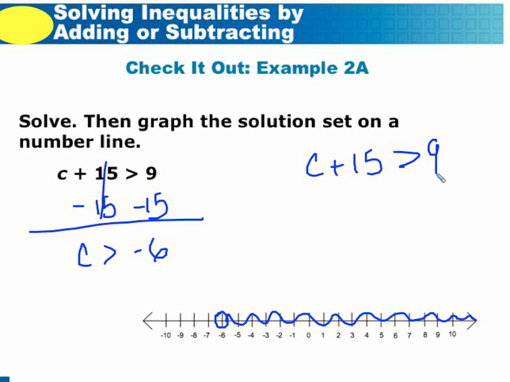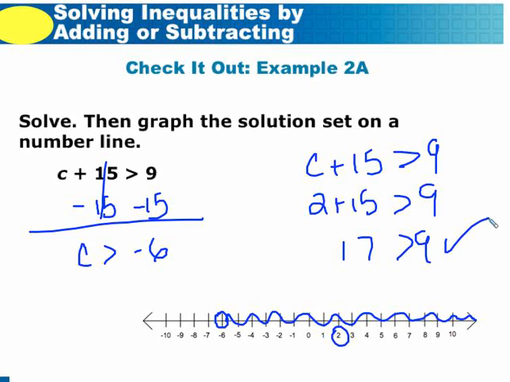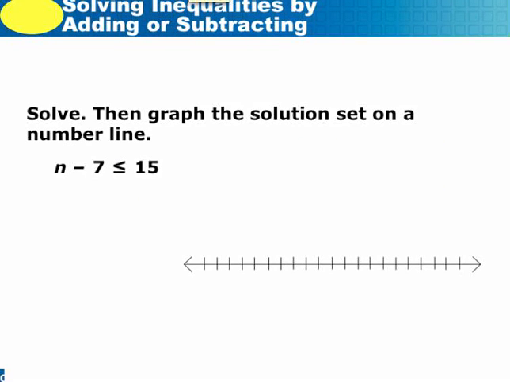And again, when I look at my inequality, if I want to check my answer to make sure it's true, let's pick a number that's greater than negative 6. Let's pick 2. 2 plus 15, is that greater than 9? Yep, 17 is greater than 9, so that checks out as true. So all of these answers here are possible solutions to this inequality. All right? I think we're ready to try one on our own, so I would say pause the video again.